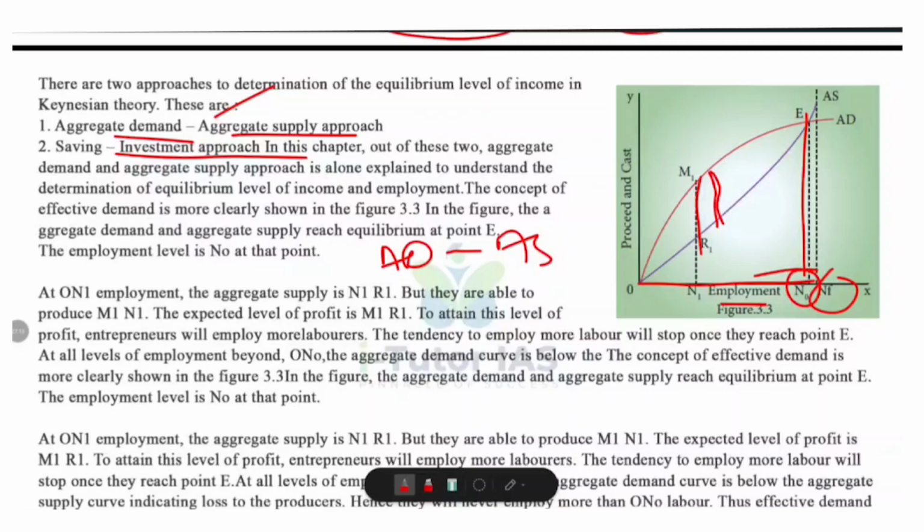And beyond ONO employment, the AD curve lies below AS. Why? Because firms cannot sell all outputs at the expected price. This will lead to losses, so they stop hiring more workers.